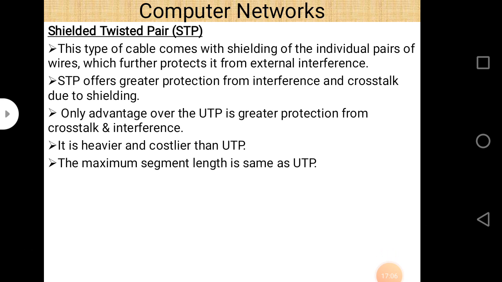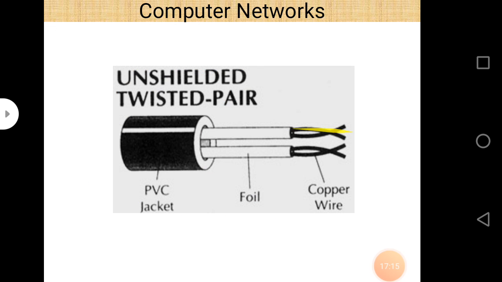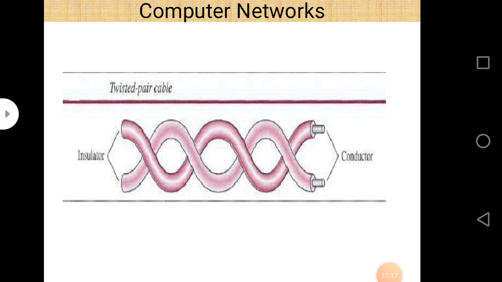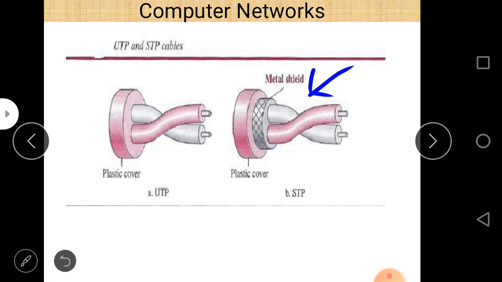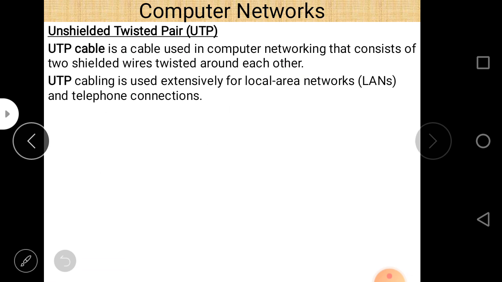So the difference between shielded twisted pair cable and UTP is in terms of shield. Now we can easily see the diagram of UTP and STP. There is a metal shield in STP here, and there is no shield in UTP. So this is the basic difference between UTP and STP.